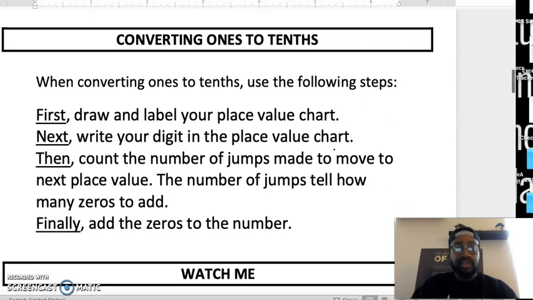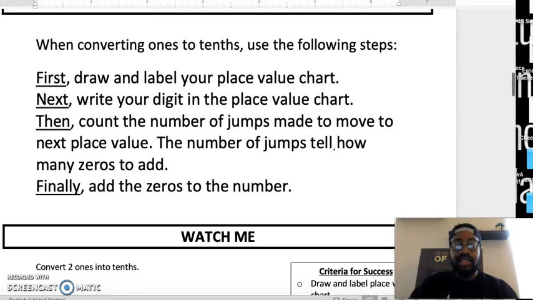When I'm trying to convert a whole number into a fraction, these are the steps that I follow. I always start by drawing my place value chart. I have to draw my chart first. Then I'm going to write the number inside of the place value chart. I'm going to count the jumps that I take. So if I'm moving from tens to hundredths, or from hundreds to tenths, I'm going to count how many jumps that is. I'm then going to add those zeros and then write my new fraction. So you're going to watch me use these steps.